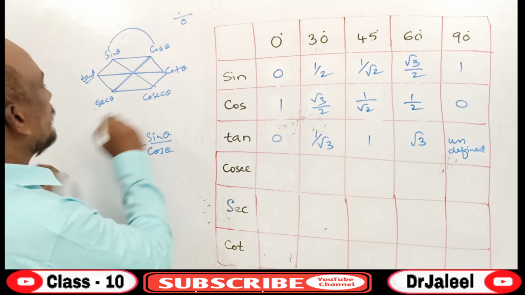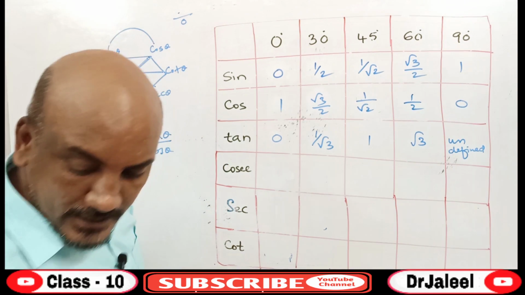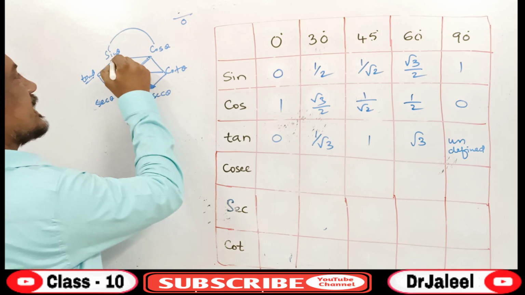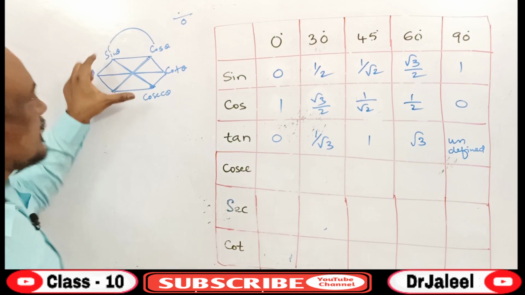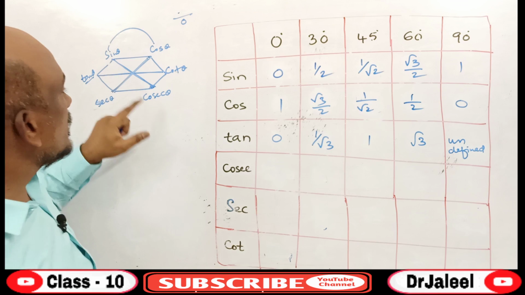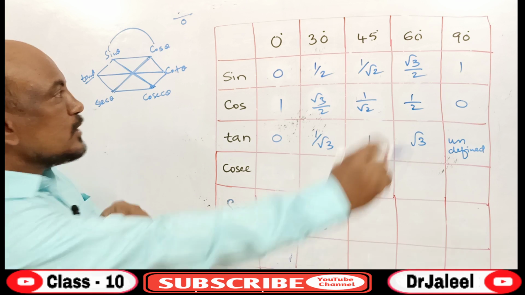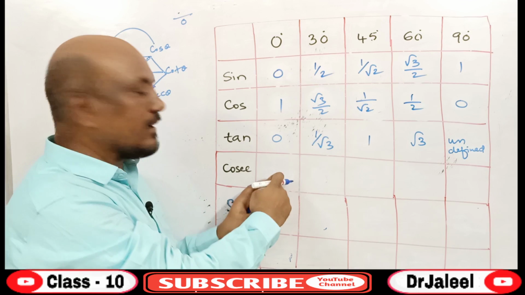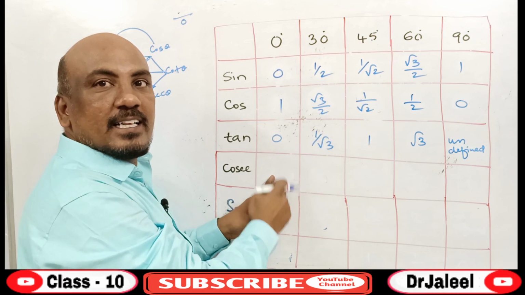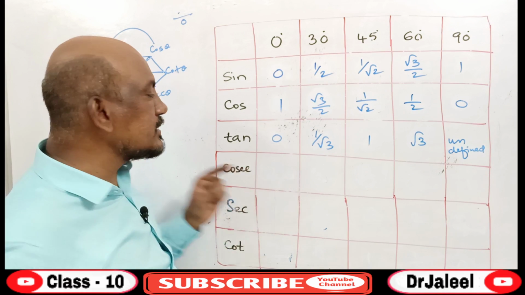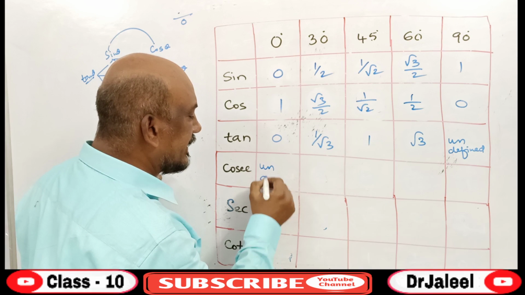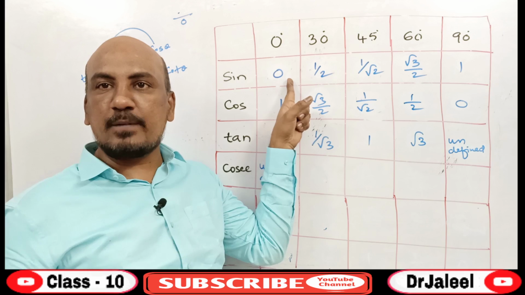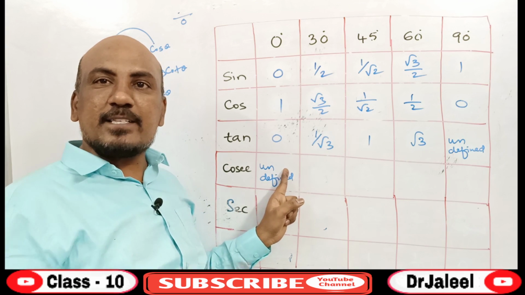Now you see here in the figure, in the hexagon, what is the reciprocal of cosec? Cosec is the reciprocal of sine. Here opposite vertices, sine and cosec. So cosec is equal to 1 by sine. So what is sin 0? 0. What is cosec 0 going to be? What is the reciprocal of 0? What is the multiplicative inverse of 0? It is undefined. Why is it undefined? Because you can consider this to be 0 by 1, and it is going to be 1 by 0, the reciprocal of it.